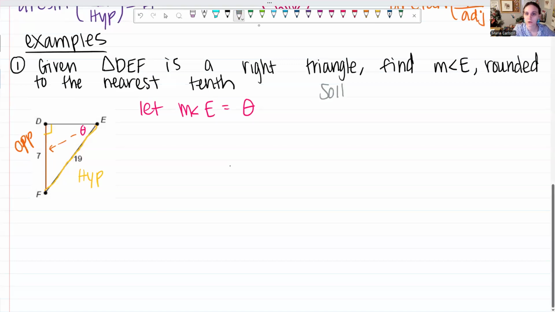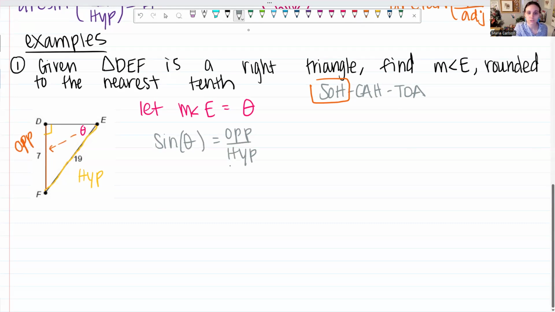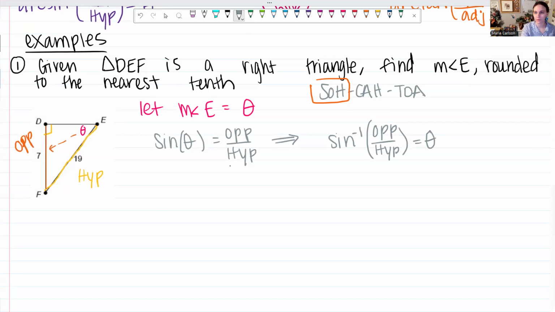So remembering SOH CAH TOA, we have the opposite and the hypotenuse, which means I am going to use sine. And if I recall, the sine of any angle is equal to the opposite over the hypotenuse, which means I need to use the inverse sine. The inverse sine of that opposite side over the hypotenuse will give us the measure of the angle that we need, that theta.